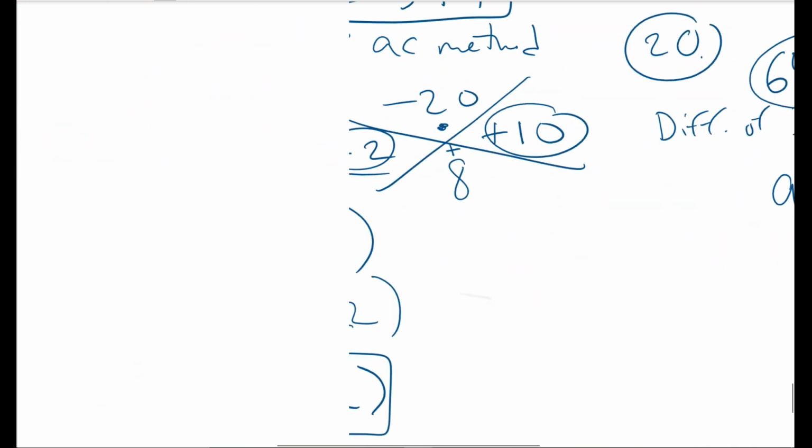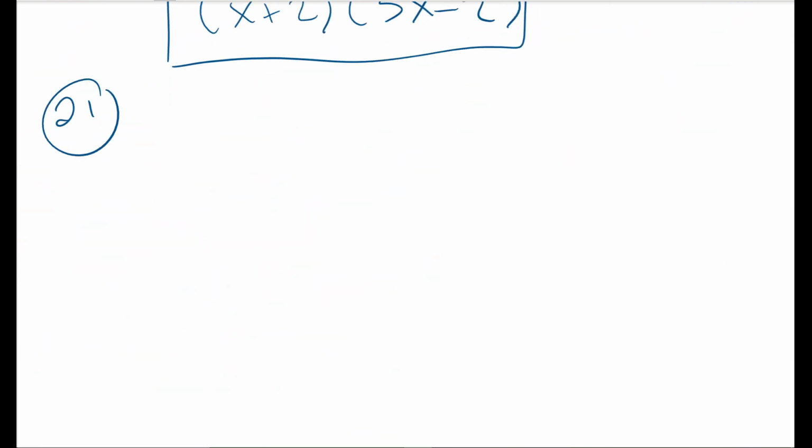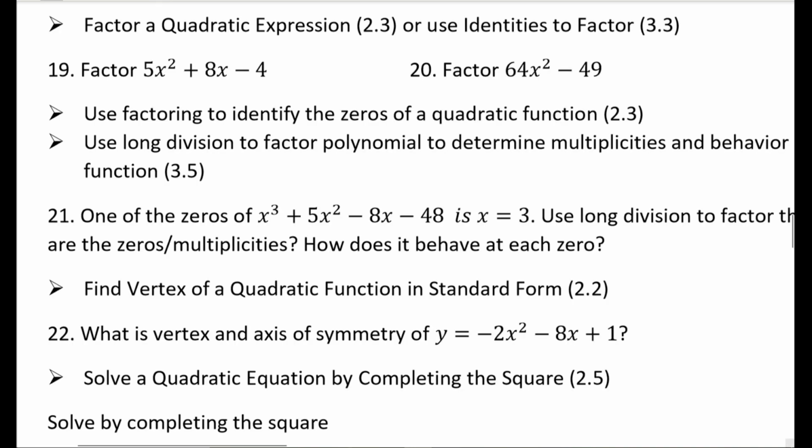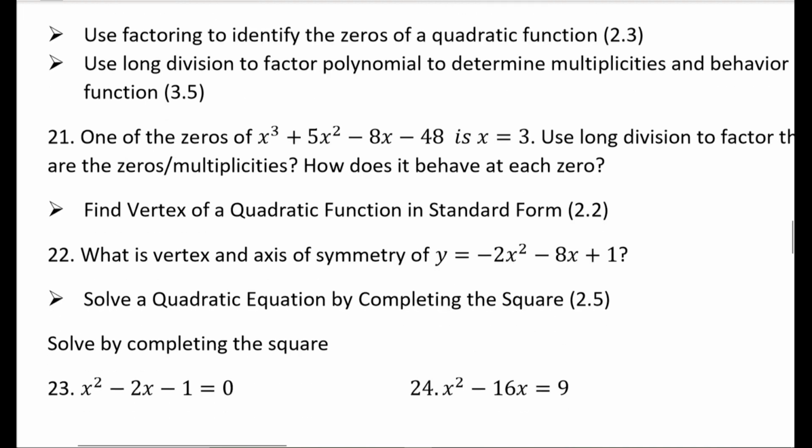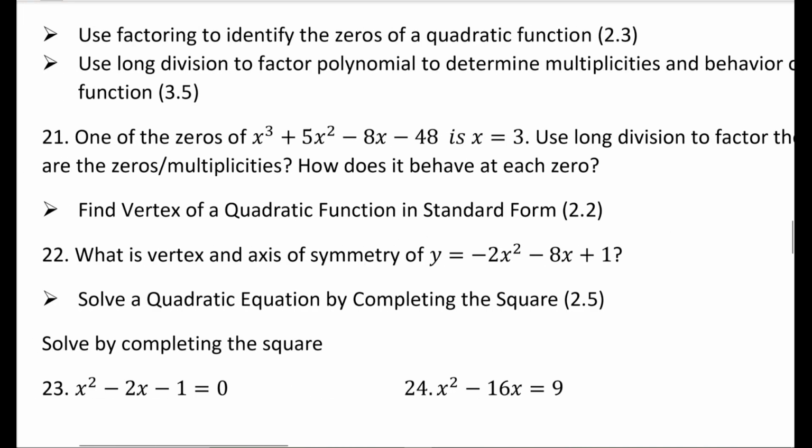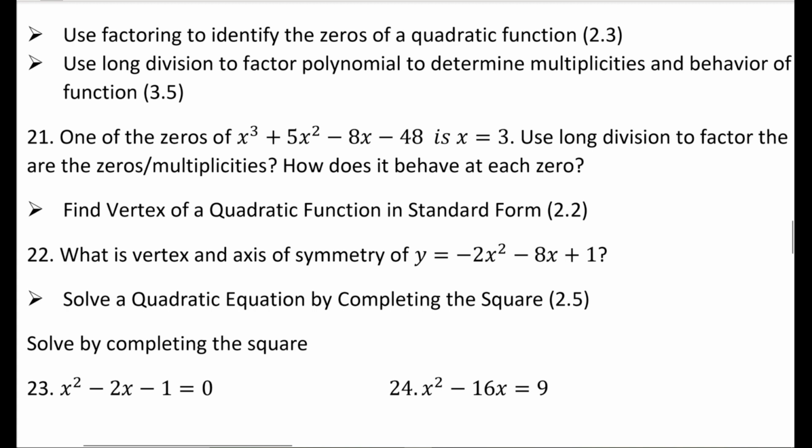All right, so now 21. Let's see what it was asking for. So 21 is find, let's see. They give you one of the zeros of x cubed plus 5x squared minus 8x minus 48. They said one of the zeros is x equals 3. Use long division to factor the polynomial. What are the zeros or multiplicities? How does it behave at each zero? Okay, so since they give us one of the zeros, we need to do long division here to find the rest of them. All right, so let's do that real quick.